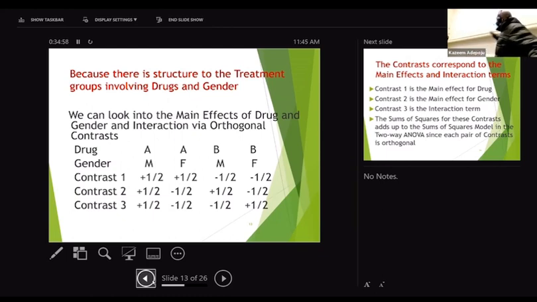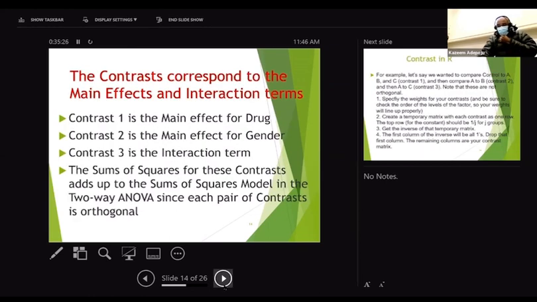You assign weight in such a way that the sum of the constants will be equal to 0. And not only that, contrast 1, contrast 2, and contrast 3 have to be orthogonal. If you multiply column-wise and you add them together, they must be equal to 0. That is how you know whether you are constructing them well. Okay, that is that.